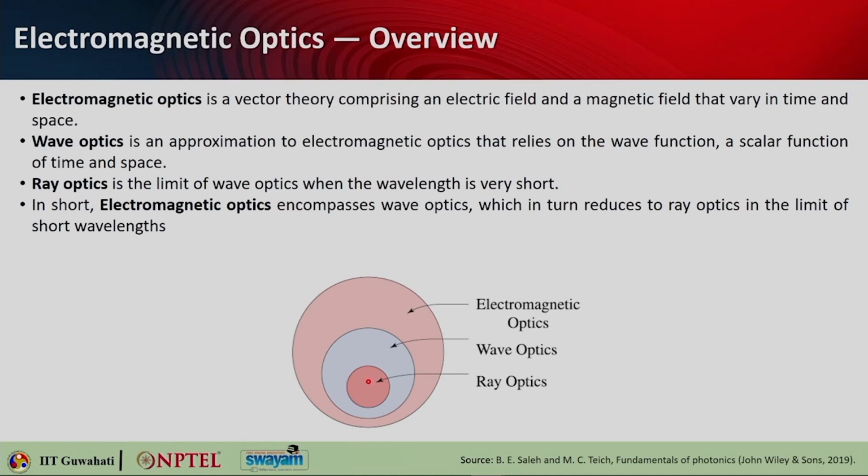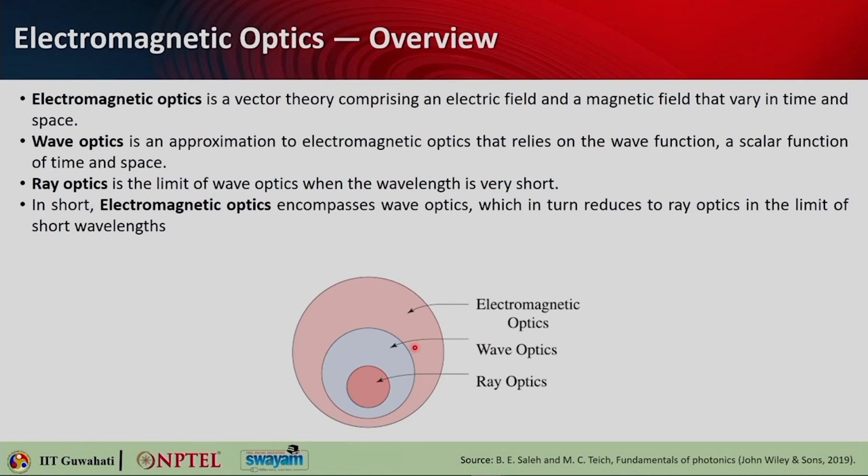cannot. However, ray optics sometimes also faces difficulty in explaining beam splitting, that is the division of light using a beam splitter. So these are different areas which are all part of electromagnetic optics, but wave optics can explain certain phenomena. Ray optics are able to explain certain phenomena and they are not good at certain different aspects. So this is the overall picture of where electromagnetic optics, wave optics and ray optics lie.